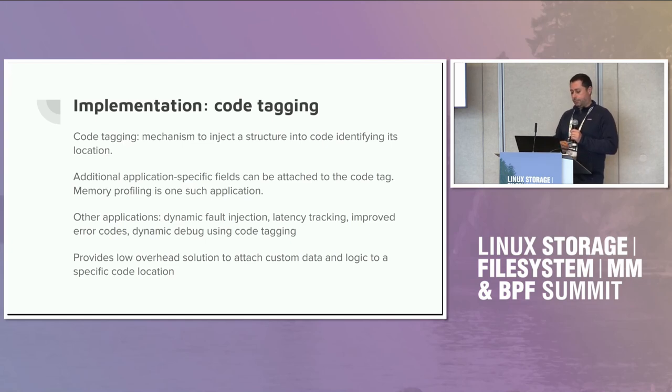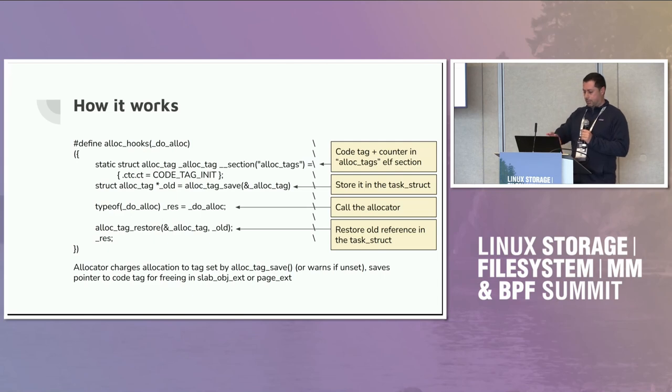Using this, it provides us with a low overhead solution, and we can attach custom logic and data based on the application. This is basically the most intrusive part, that's why we are highlighting it here. How it works: we have to wrap the calls which we want to instrument with this macro, basically a hook. What that hook does is it creates a code tag, this is the first line here, in a specific alloc tags ELF section. Then it stores that code tag in the task struct's additional fields that we created. It calls the allocator, and then it restores the previously set field in that task struct. This way we can support nesting.